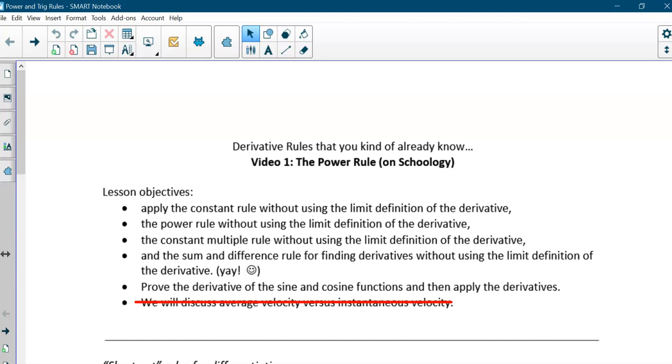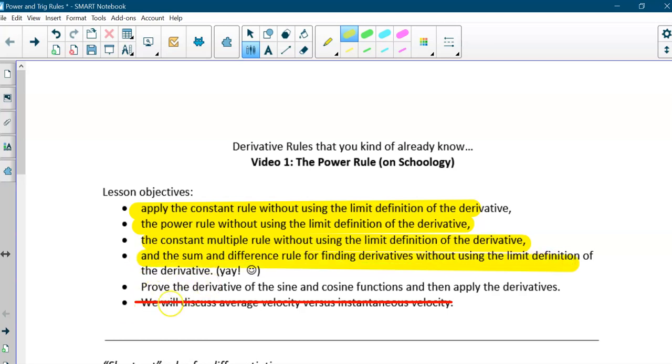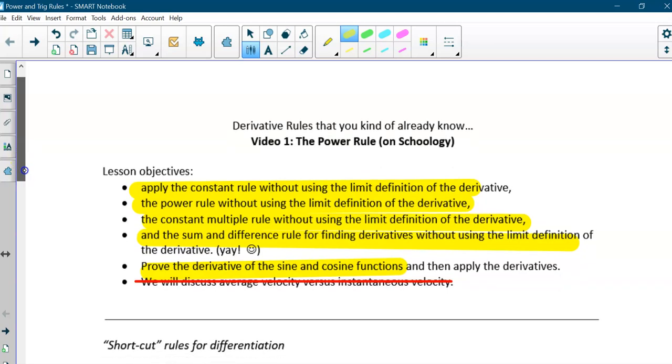But in this video, we are going to go over a constant rule, and the power rule, and the constant multiple rule, and the sum and difference rule. And in the next video, we'll go over sine and cosines. So, let's go ahead and get going.